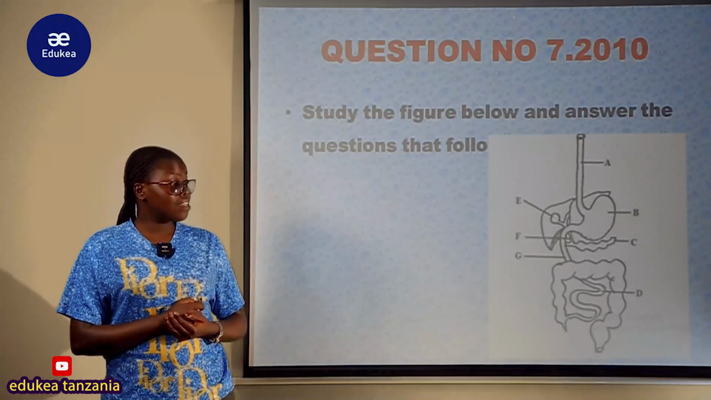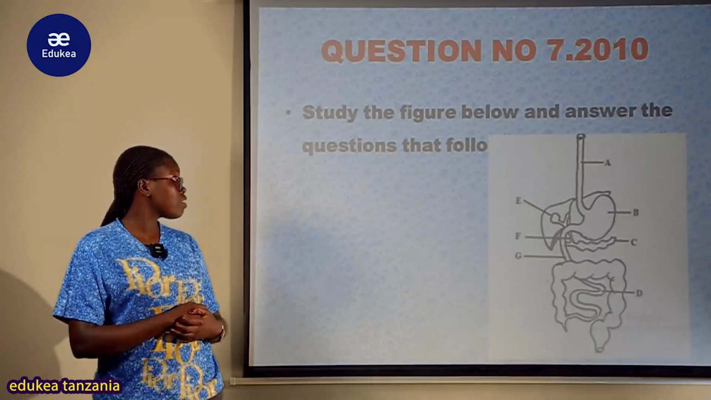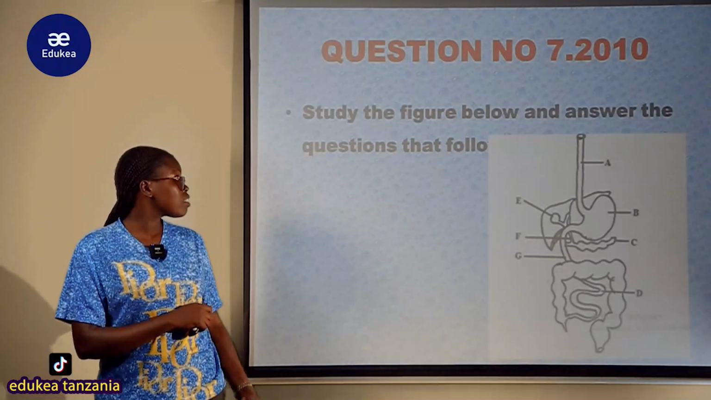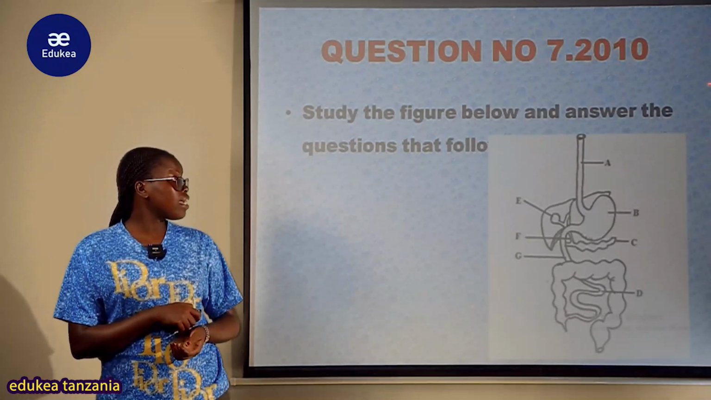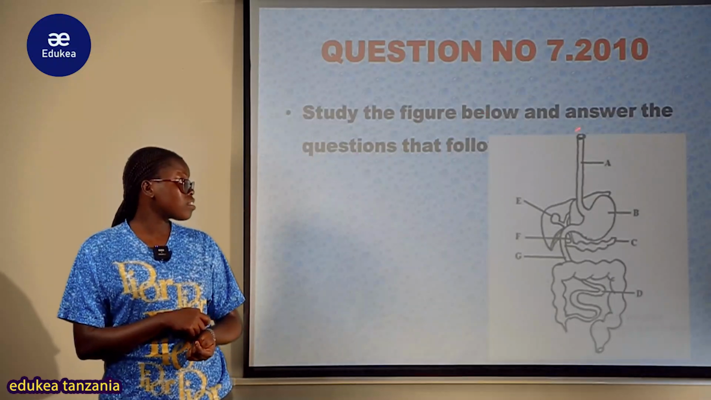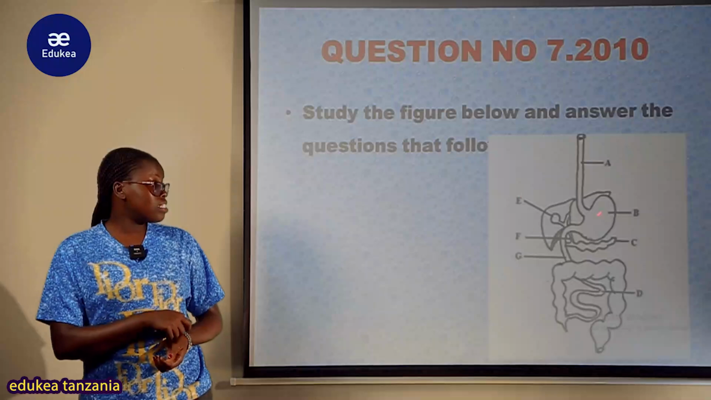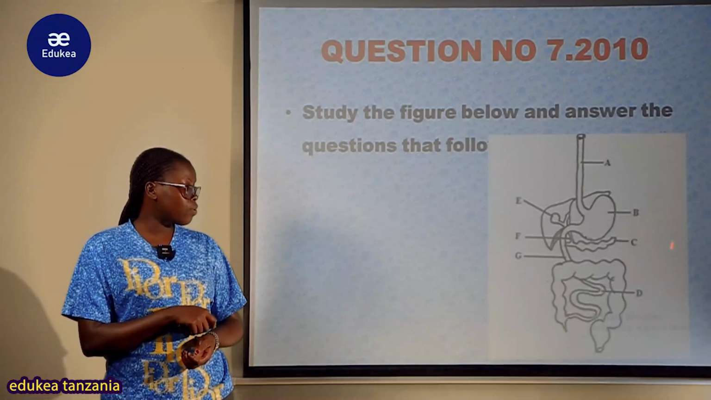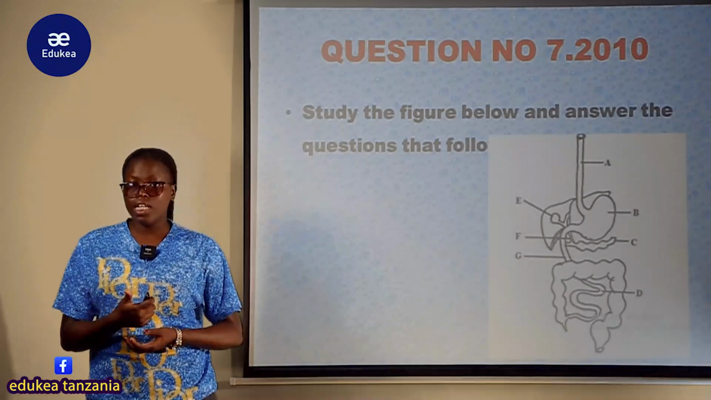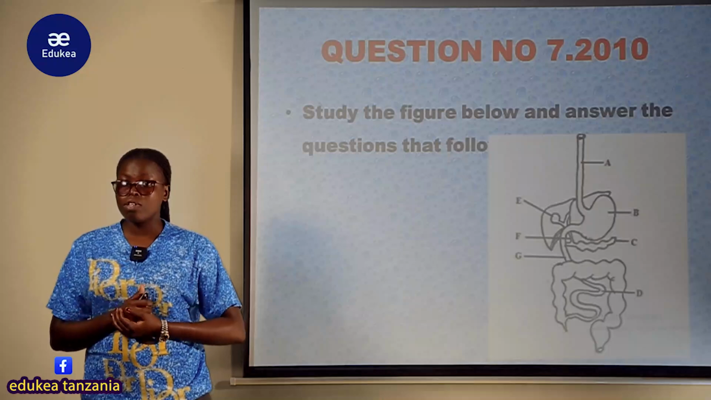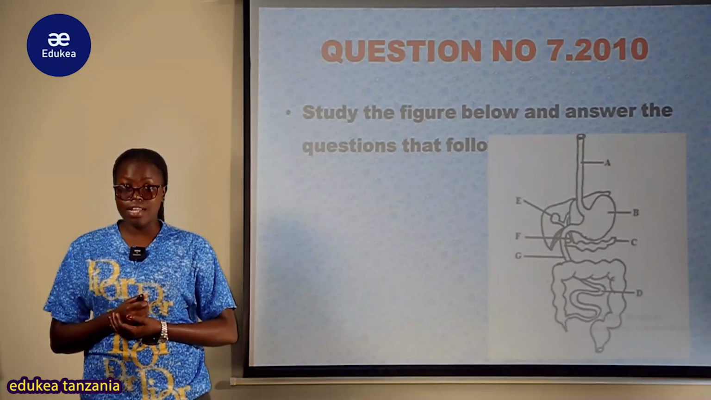The question is question number 7 for the year 2010, and the question stated: study the figure below and answer the question that follows. This is a figure which has been provided and we need to study it carefully, and after studying it very carefully, we have to study the question that follows.